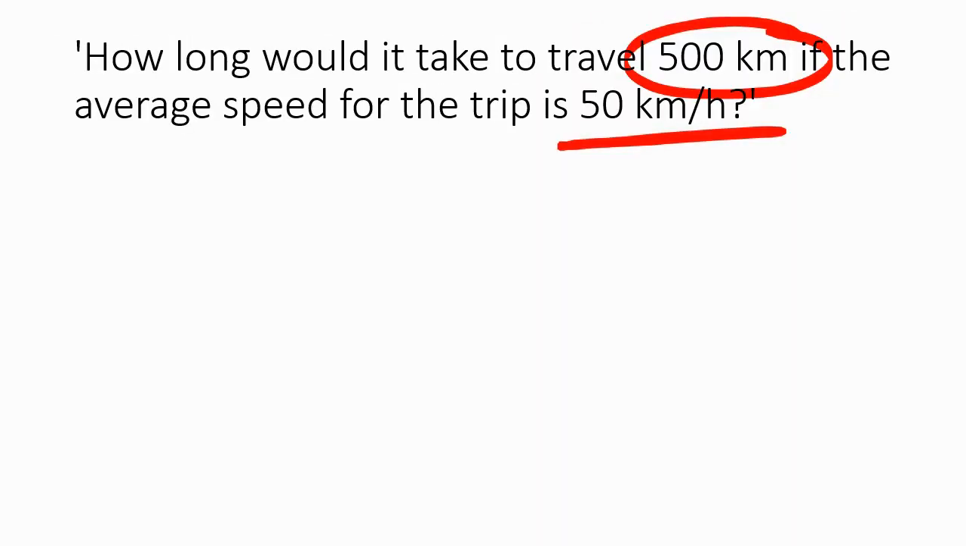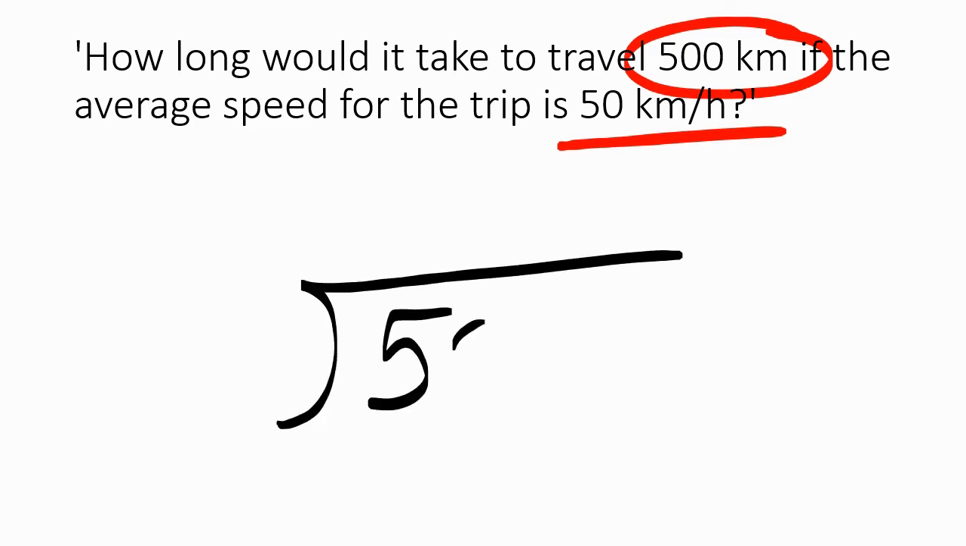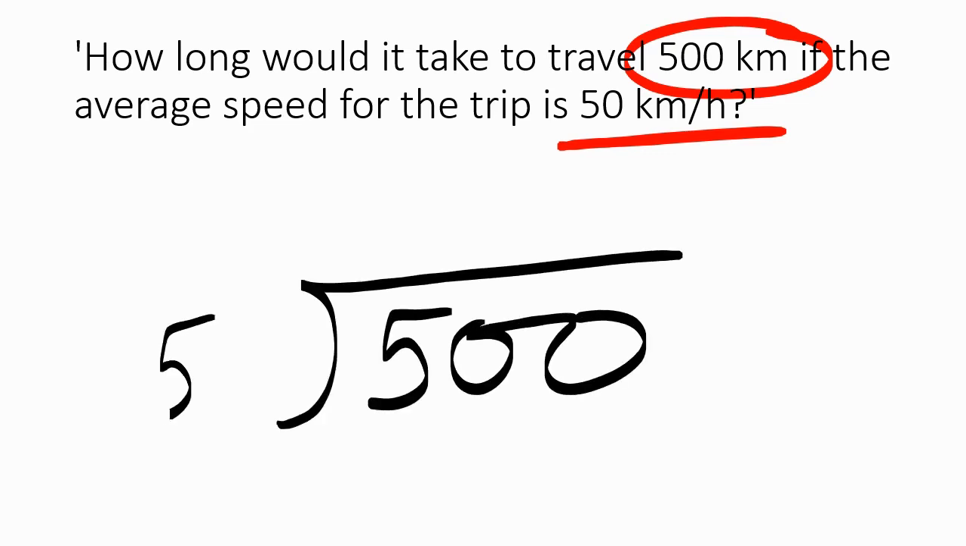Or you could do a division sum, which might look a bit like this. 500 kilometers, 500 divided by 50. Now, I'm not going to do it for you. I've started you off there. This is the together phase. So see if you can answer that one and see if you can write the answer for me. How long would it take to travel 500 kilometers if the average speed for the trip is 50 kilometers per hour?